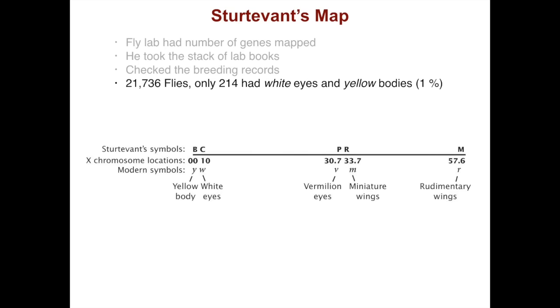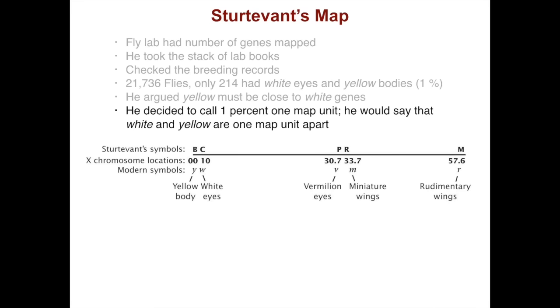He looked at the data from over 21,000 flies, and he found that only 214 had white eyes and yellow bodies. So what was going on? He argued that yellow must be close to the white gene. He decided to call this 1% chance of getting both of these genes on one chromosome a map unit. And he would use this recombination frequency of 1% to say that white and yellow are just one map unit apart.